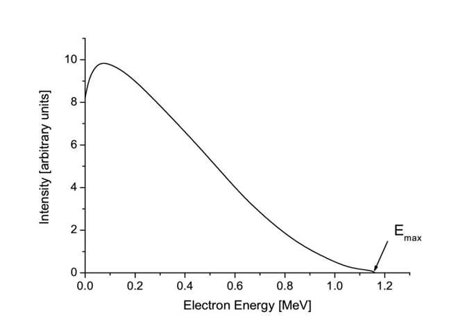A Kurie plot, also known as a Fermi-Kurie plot, is a graph used in studying beta decay developed by Franz N. D. Kurie, in which the square root of the number of beta particles whose momenta or energy lie within a certain narrow range, divided by the Fermi function, is plotted against beta particle energy.